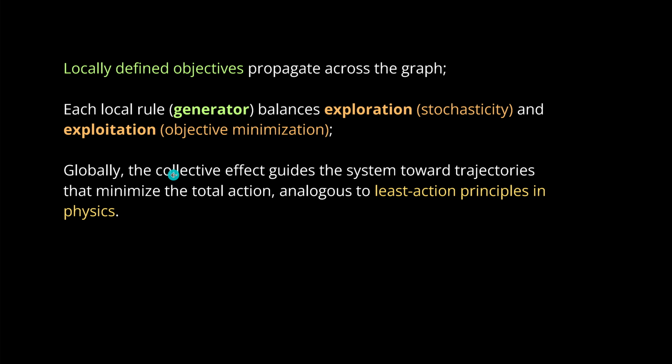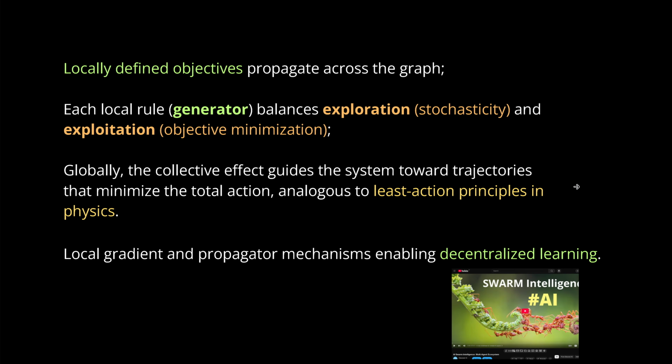So globally now, the collective effect guides the system towards, if you want, a trajectory. It's a little bit different, but in the simplest case, it is a trajectory that minimizes the total action. You remember from physics, this is really the same principle, the abstract idea, the least action principle in physics, and now we build an AI theory that is based on this beautiful theoretical physics insight.